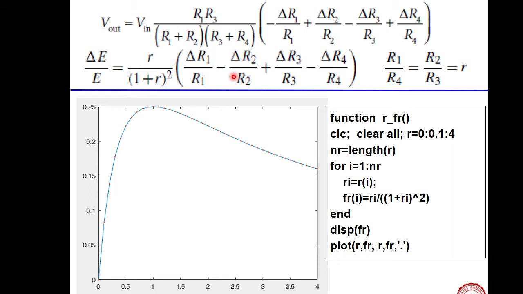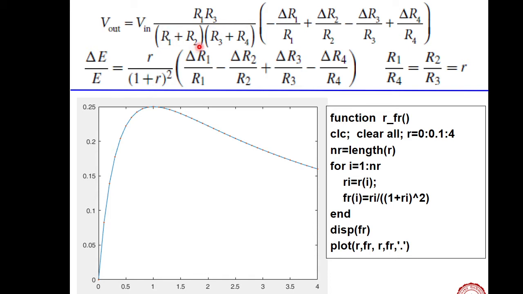Okay, that is what we will see gradually. And then this particular quantity can be expressed as R divided by 1 plus R square, where small r is the ratio R1 by R4 equal to R2 by R3 equal to R. Actually, we have seen earlier, for a Wheatstone bridge to be balanced, R1 into R3 need to be equal to R2 into R4. So, this ratio is R, and there is a simple mathematical manipulation.